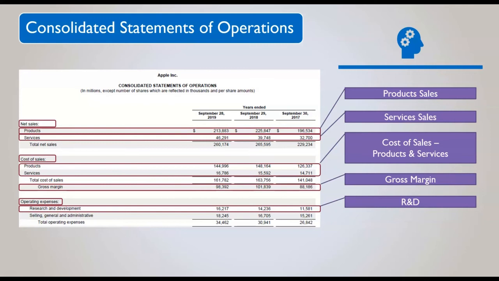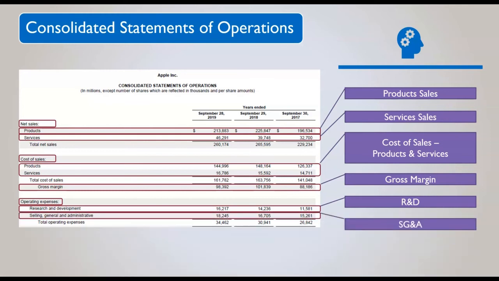In Apple's case, we can see that it spent $16.2 billion in 2019 related to R&D. To put this in perspective, Apple is actually one of the companies that spends the most in R&D, alongside other companies such as Google, Amazon, and Microsoft.